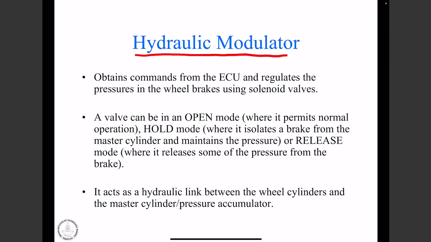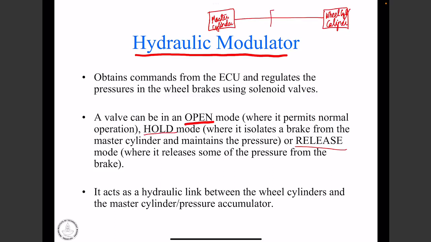So there are three modes in it, right? One is what is called an open mode, another is what is called a hold mode, and one is what is called a release mode. Let us say we take a typical hydraulic brake system, and let us say we have a master cylinder in which the fluid is pressurized, and it is given to the wheels. We may either have a wheel cylinder or a caliper. Wheel cylinder is present in a drum brake, caliper is present in a disc brake. So this is the hydraulic link.